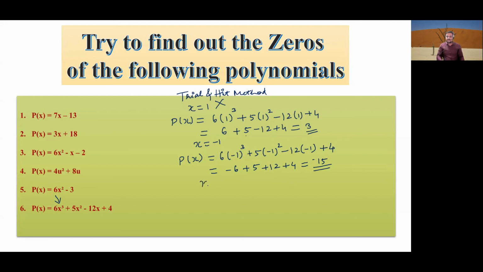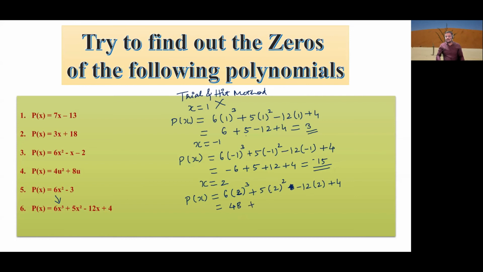So put x is equal to 2. So what we are getting in this case, x is equal to 2, put karne ke baad 6 in bracket 2 cube plus 5 in bracket 2 square minus 12 in bracket 2 plus 4. Okay, so 2 cube is 8, 8 sixes are 48.